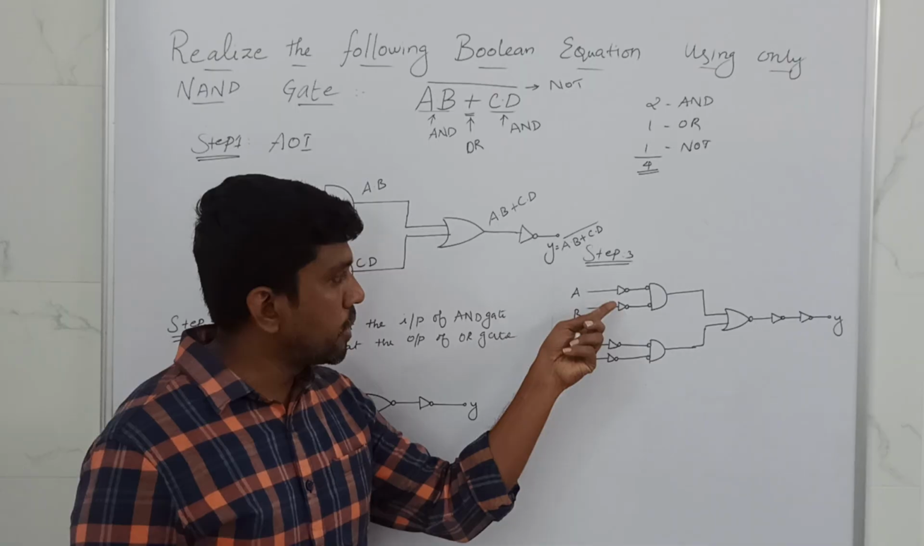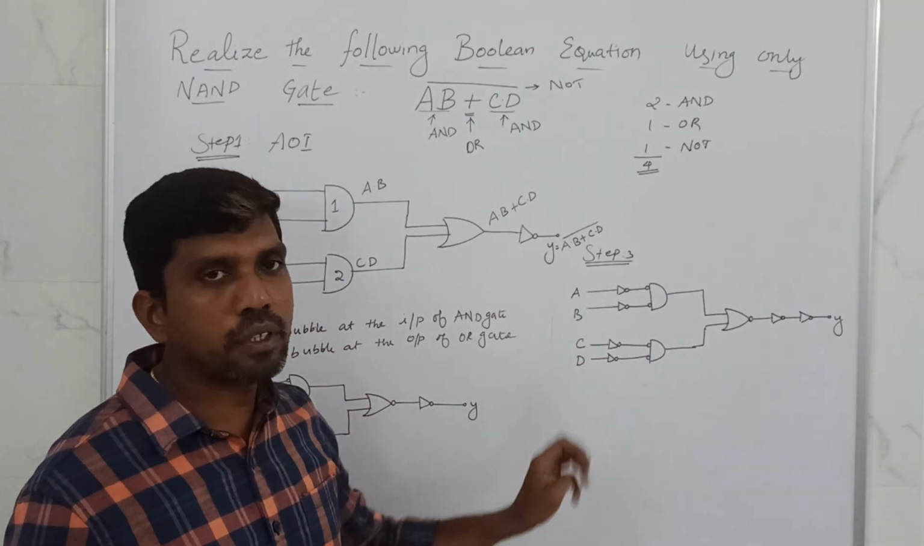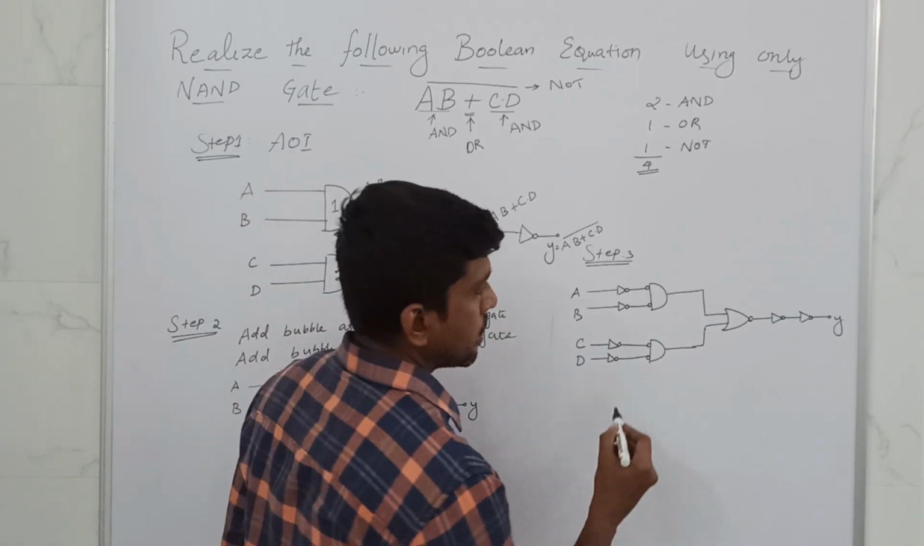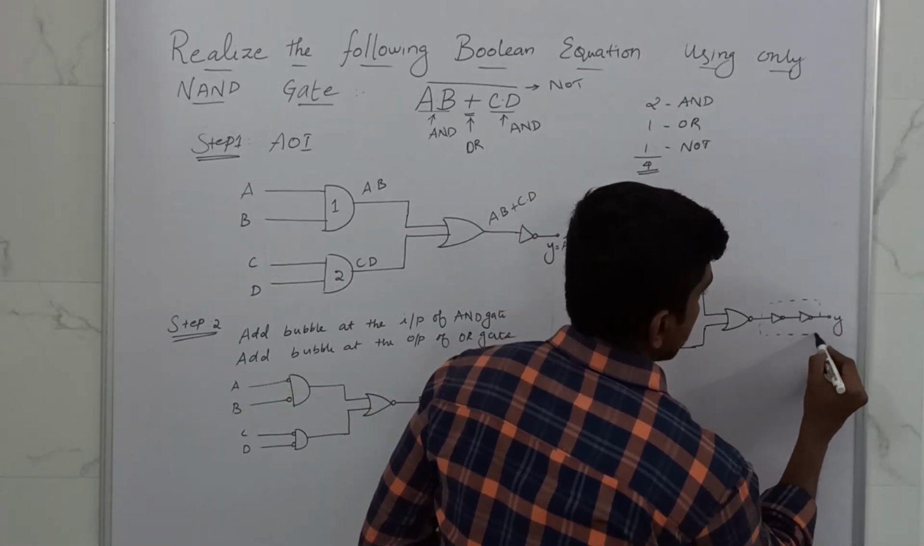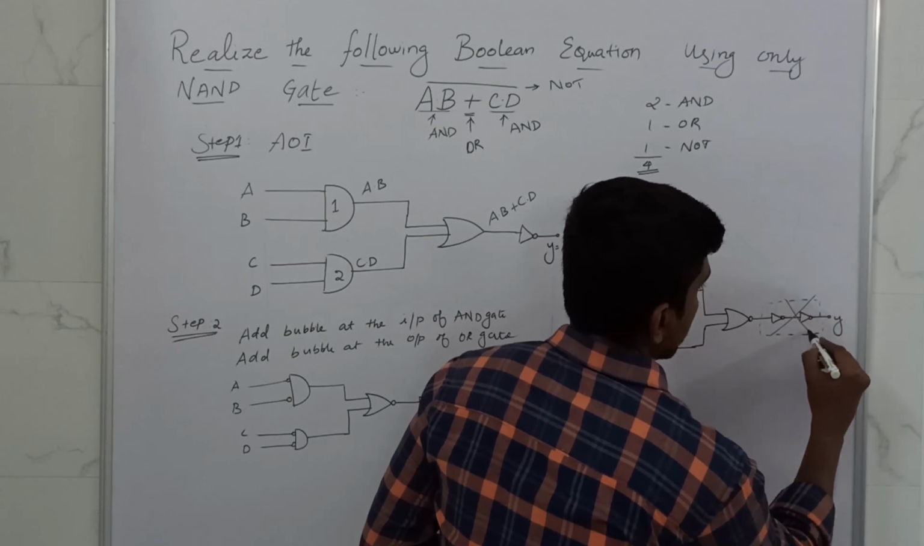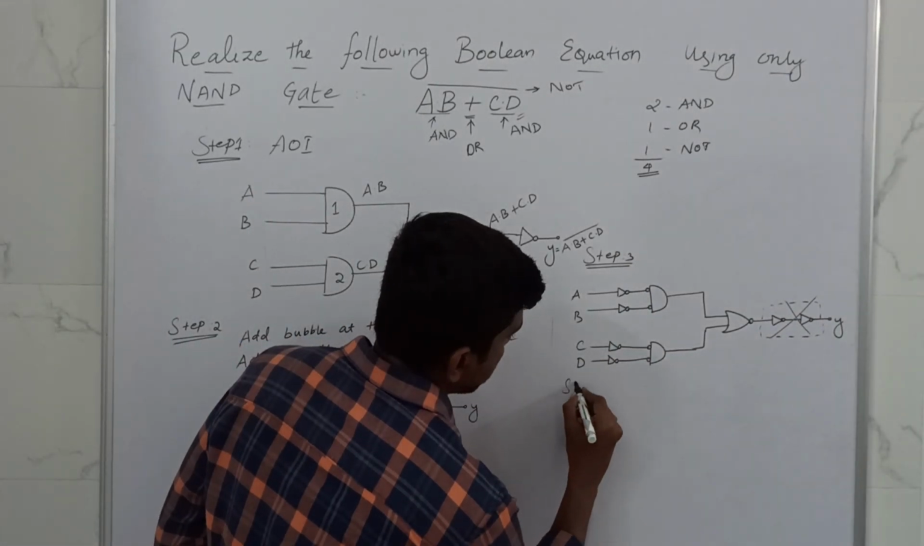After introducing the inverters, just check whether any inverters are connected in series. Here these two inverters are connected in series, so you just ignore them. Then come to step 4.